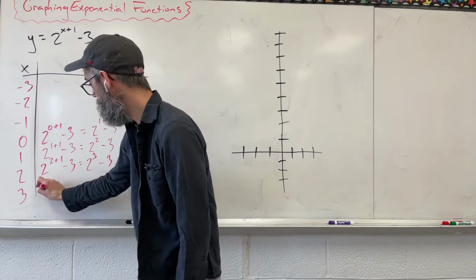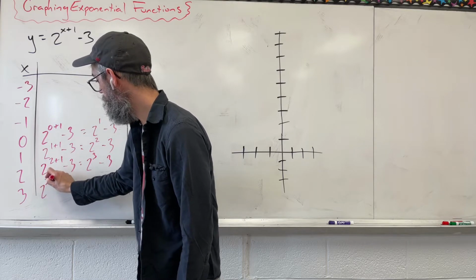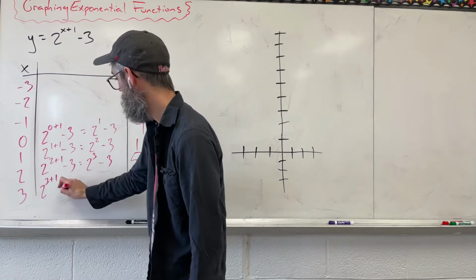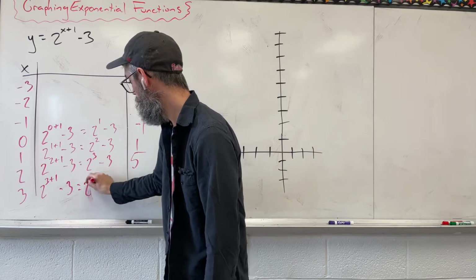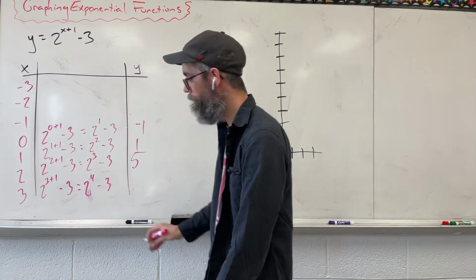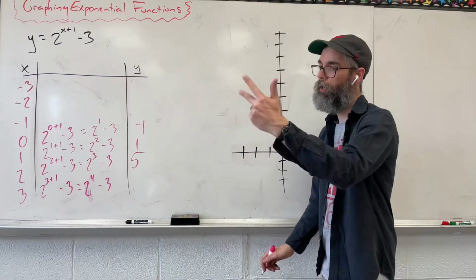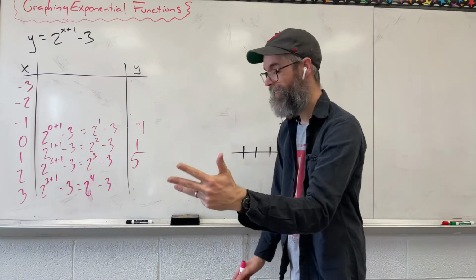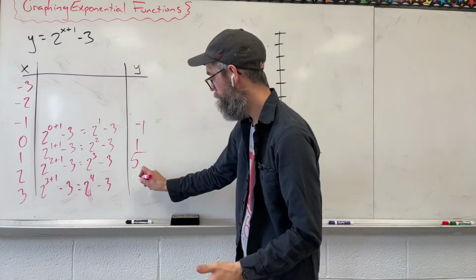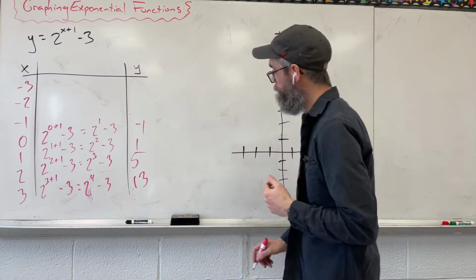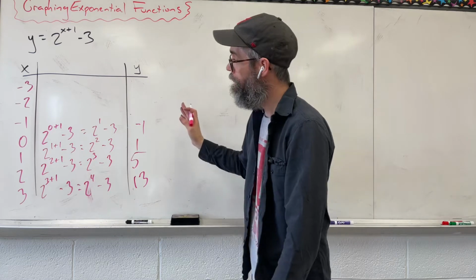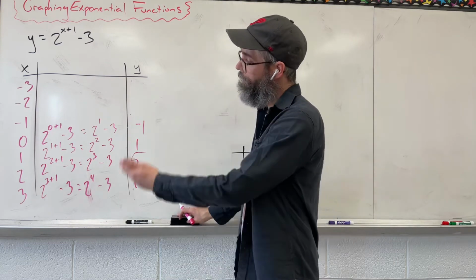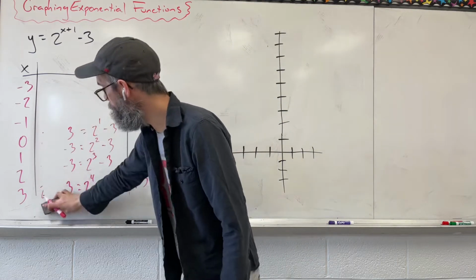And one more time, 2 to the 3 plus 1 minus 3 equals 2 to the fourth power minus 3, which is 2 times 2, 4, 8, 16. 16 minus 3, 13. So we might be a little too much on our graph, and that's totally fine. So that's half of it. Let's go in the reverse. So let's kind of clear some space.